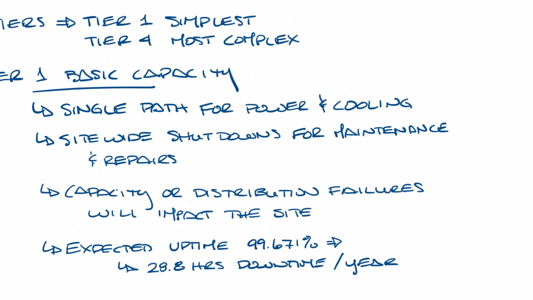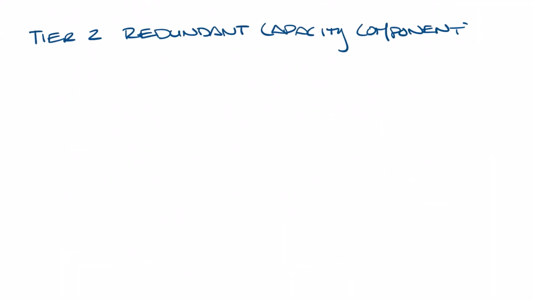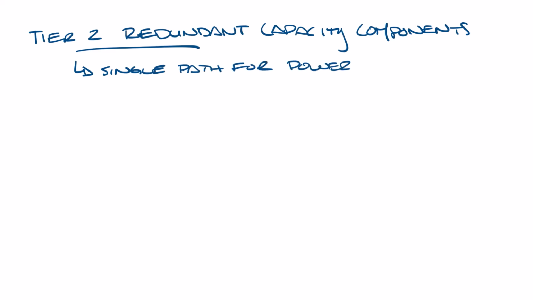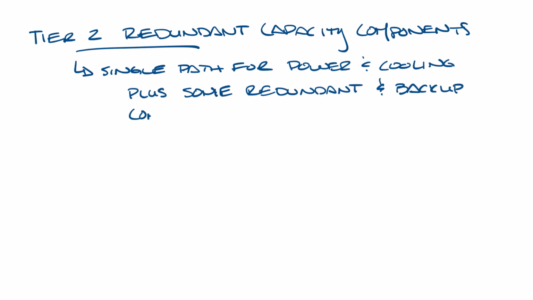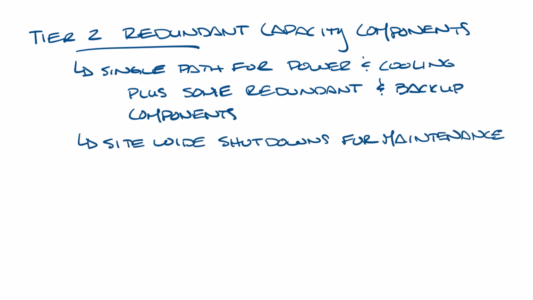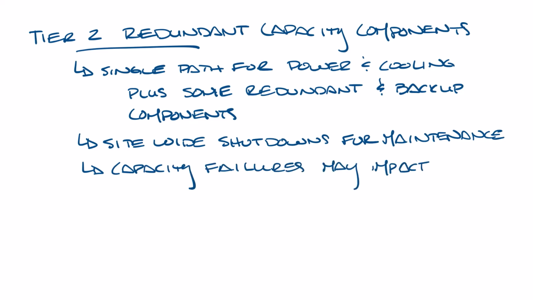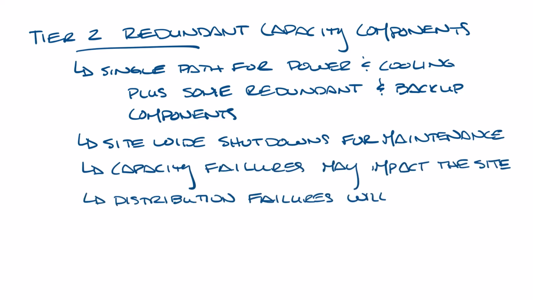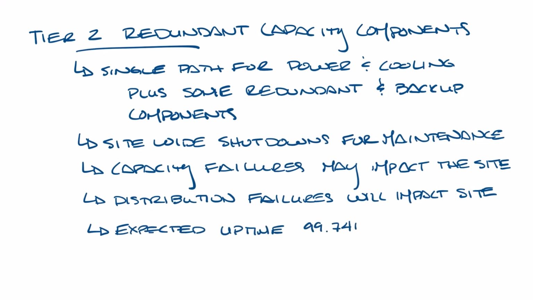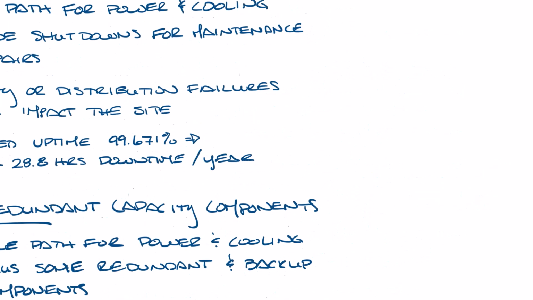So let's move this back now and look at Tier 2. Tier 2, redundant capacity components. A Tier 2 data center has a single path for power and cooling and some redundant and backup components. Site-wide shutdowns for maintenance are still required. Capacity failures may impact the site, while distribution failures will impact the site. It has an expected uptime of 99.741% or 22 hours of downtime a year. Now let's move this over and look at Tier 3.